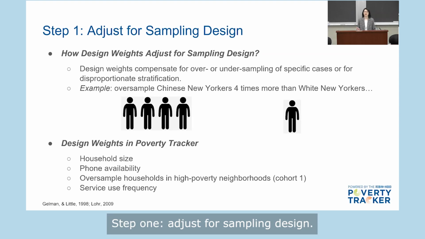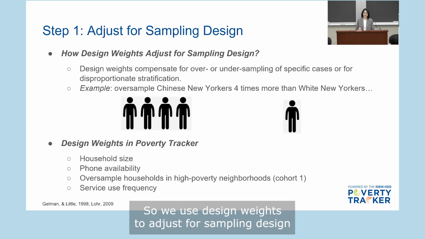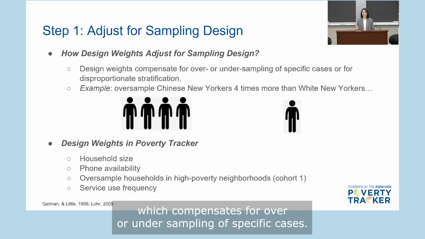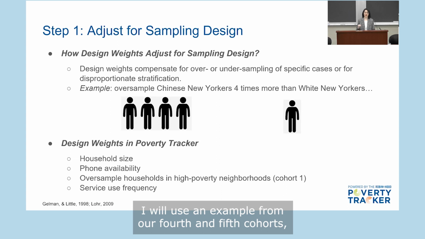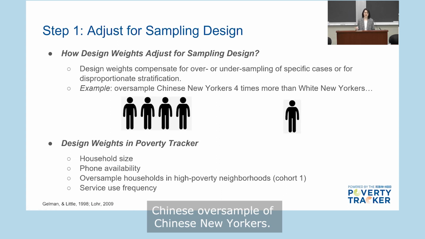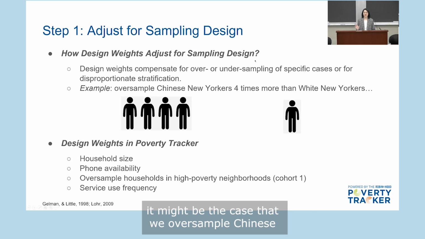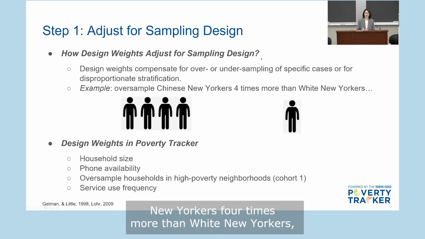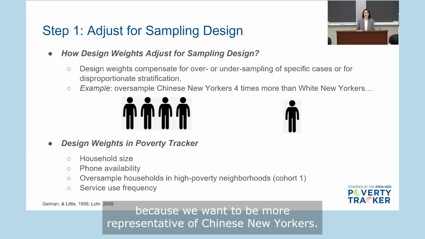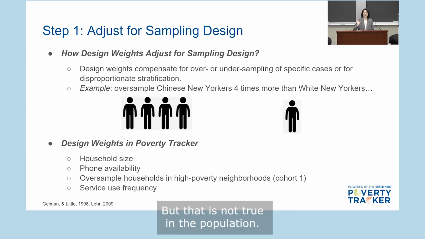For step one, adjust for sampling design. We use design weights to adjust for sampling design, which compensate for over or under sampling of specific cases. I will use an example from our fourth and fifth cohort, the oversample of Chinese New Yorkers. For example, in our design, it might be the case that we oversample Chinese New Yorkers 4 times more than white New Yorkers. That's because we want to be more representative of Chinese New Yorkers, but that is not true in the population.